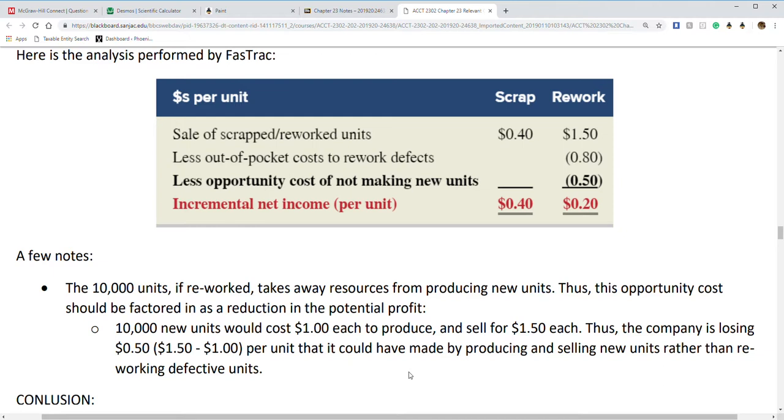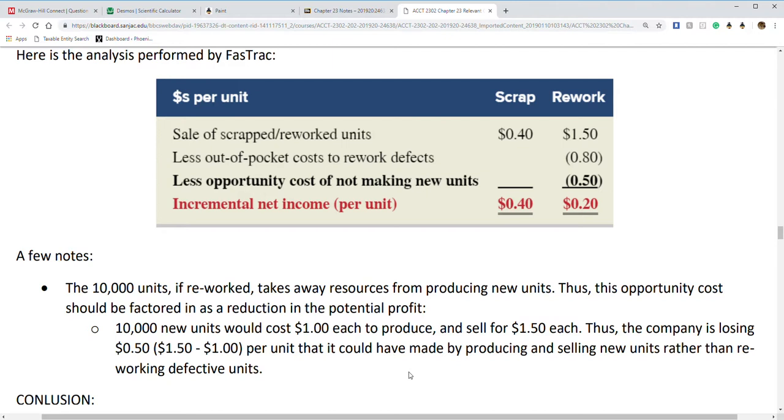So with us, the sell, we compare the sells. Yes, scrap gets 40 cents, rework gets $1.50. Reworking's being out on that. But because it's being reworked, it's got more cost. One is out of pocket, which is that extra cost to rework the defects. So additional cost of 80 cents.